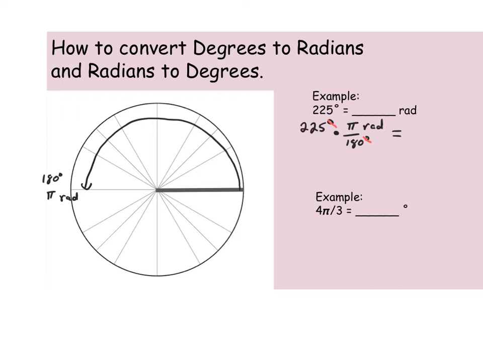So then I'm going to do 225 pi radians over 180. Now, what I'm going to want to do next is reduce that fraction, which will be 5 pi over 4 radians.